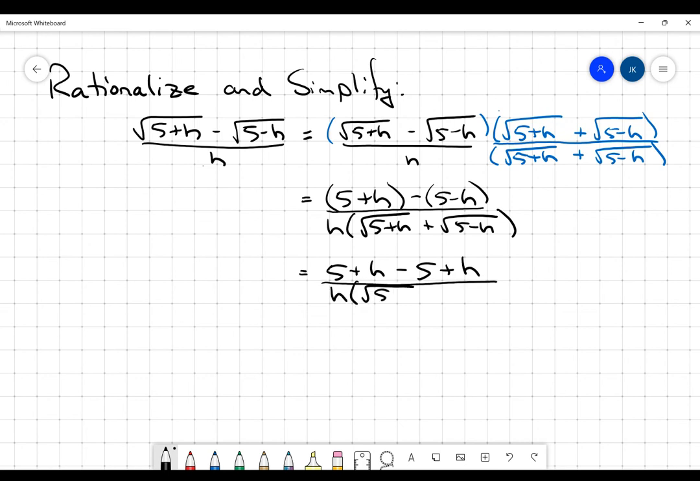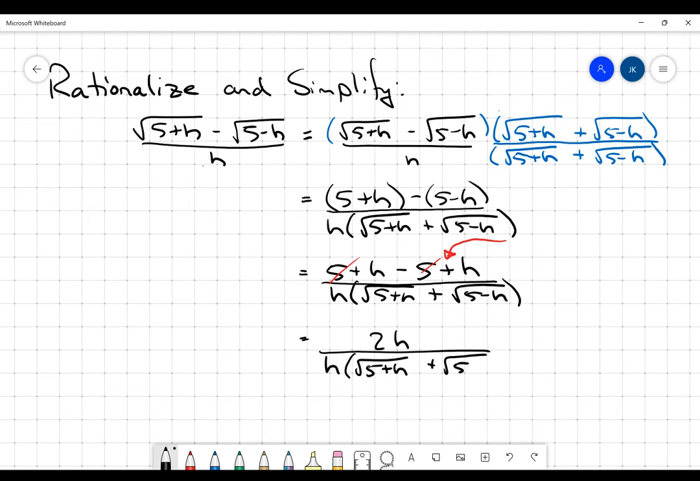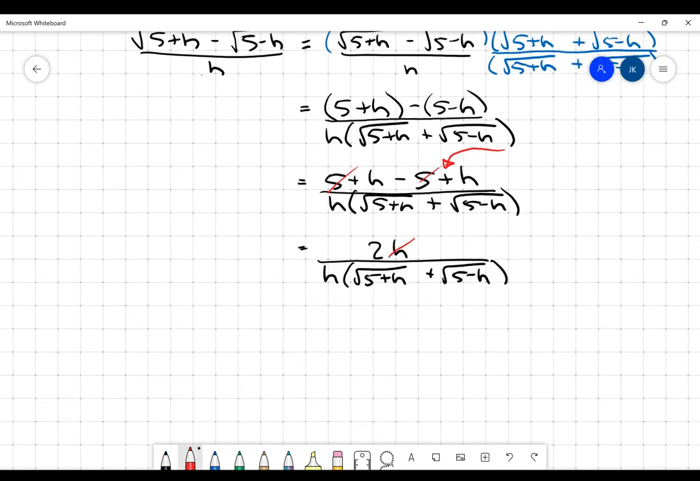Okay, now in just a second, once I've finished writing that out, the single most common mistake made at this point is to not distribute the negative through and to leave that as a negative h. But the negative distributes through. And so what happens here is the 5s are going to cancel, and in the numerator, I've got two h's. In the denominator, I've got h multiplied by the square root of 5 plus h plus the square root of 5 minus h. Whoops, sorry, that's a minus there, minus h. And then my h's are going to cancel.